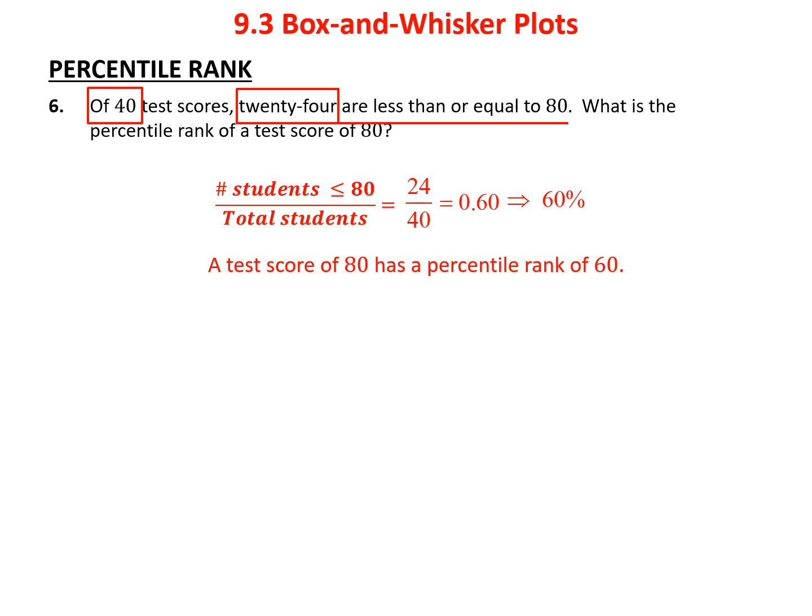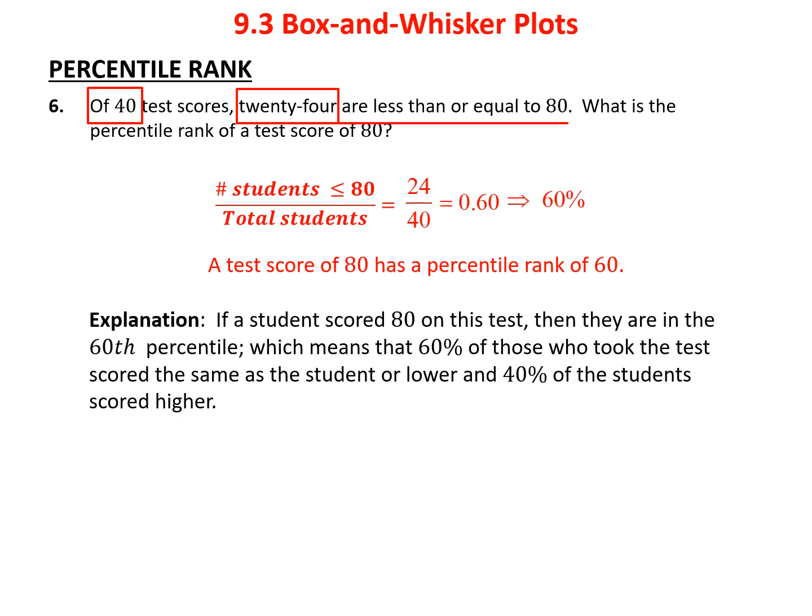Okay? You got 80% of the questions right, but in terms of your class, there's 40% of your class that scored better than you. 60% scored the same as you or less, but 40% scored better. So if a student scored 80 on this test, then they are in the 60th percentile, which means that 60% of those who took the test scored the same as the student or lower, and 40% scored higher.